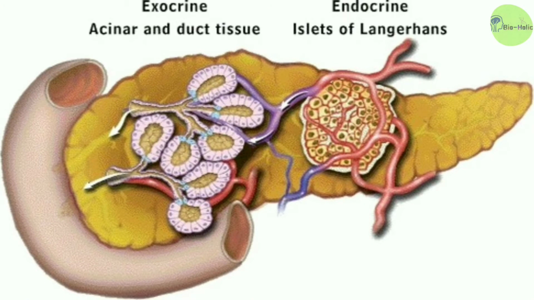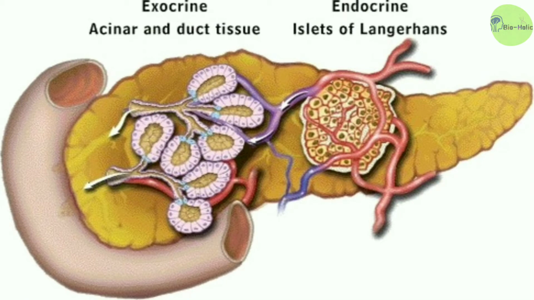The whole pancreas can be divided into mainly two parts, the endocrine part and the exocrine part. The exocrine part causes secretion of pancreatic juice from the acinar and duct tissues, and the endocrine part, the islets of Langerhans cells, causes secretion of hormones which are insulin, glucagon and somatostatin.